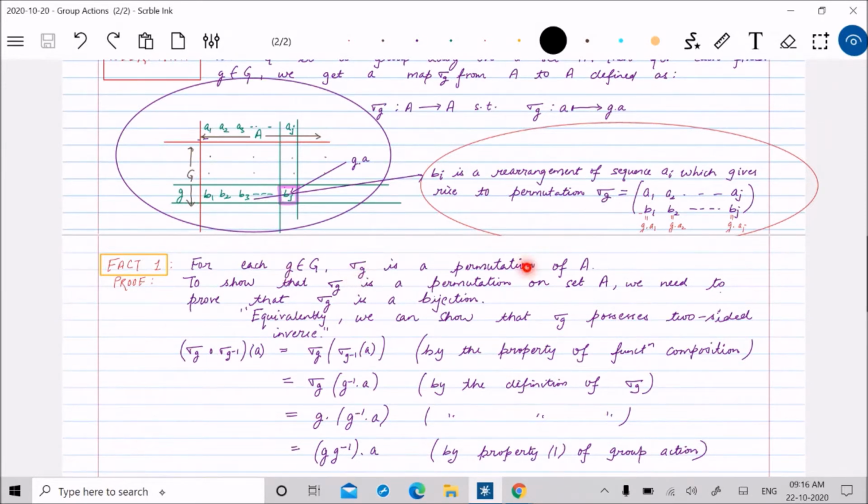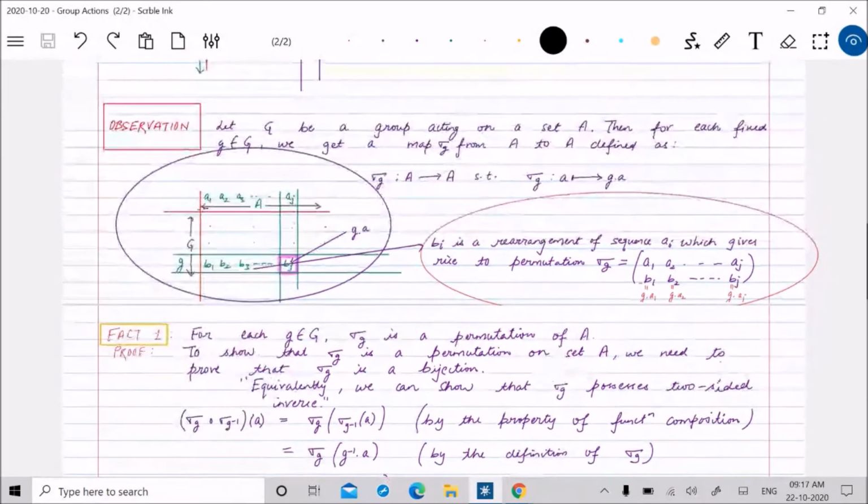sigma_g is a permutation of A, and this is very important. At this step, you just come to know that of course there exist permutations which represent this scenario. I mean, an element of group G is acting on the elements of set A. This process, or this phenomenon, can be represented by a two-line representation called a permutation, right? So this is visible from here.